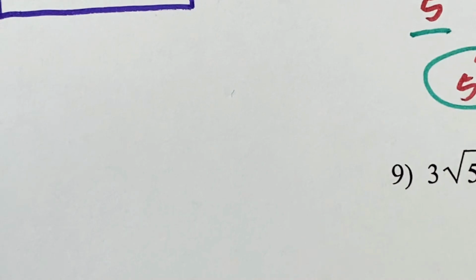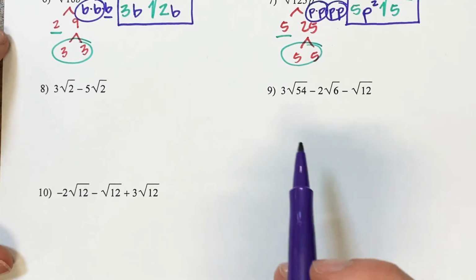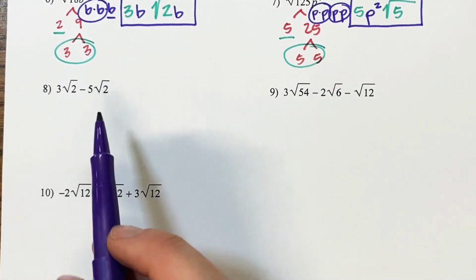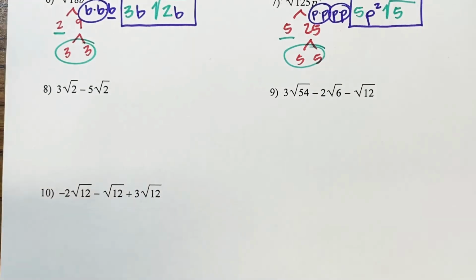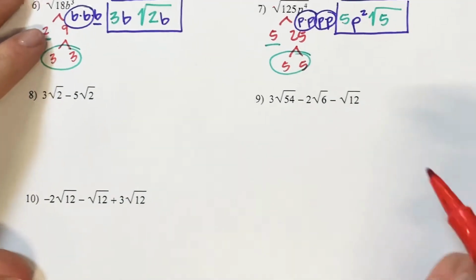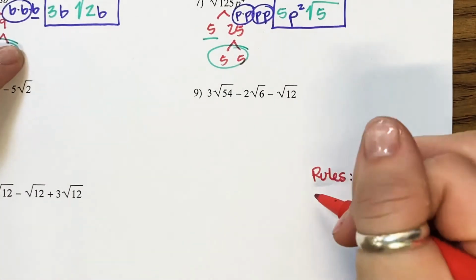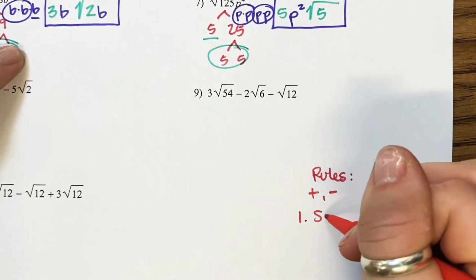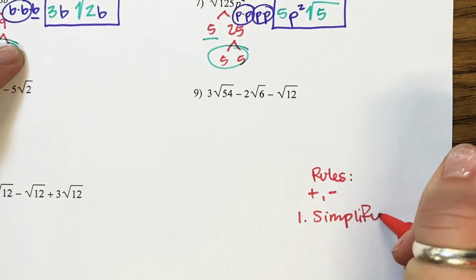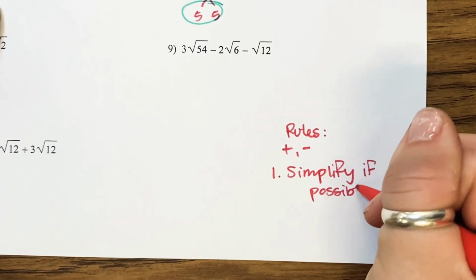Okay, let's look at 8, 9, and 10. Okay, so what's weird about 8, 9, and 10? Oh my gosh, we have more than one radical, and we're adding and subtracting them. So we see subtraction signs, we see addition signs. Okay, so let's write our rules. So I want us to make this note on our paper. Okay, so rules for adding and subtracting. Okay, adding and subtracting. So the first rule, you need to simplify if possible. Meaning you need to simplify the radicals just like we've been doing.